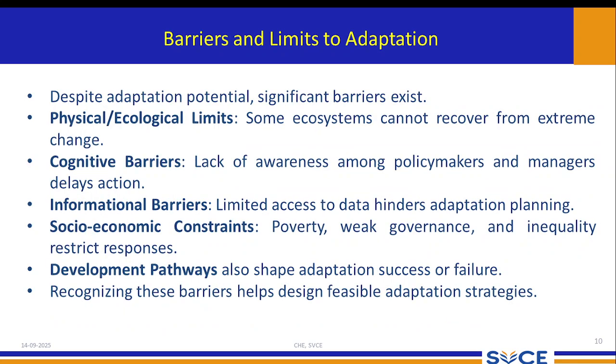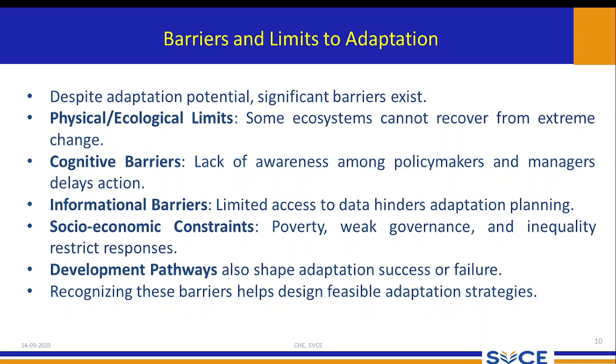So, barriers and limits to adaptation. Despite adaptation potential, significant barriers exist. So even if your adaptive capacity is more, your adaptive potential is more, significant barriers still exist. Physical and ecological limits: some ecosystems cannot recover from extreme change. Let's say you have a rose. If you keep it at 35 degrees Celsius, what will happen? It will not grow in a normal tropical region.